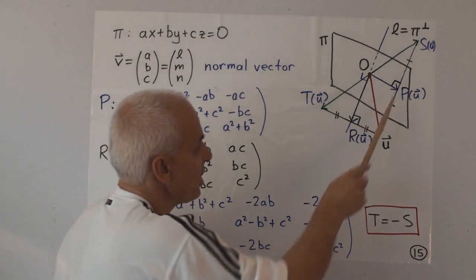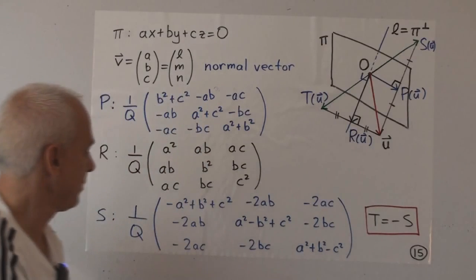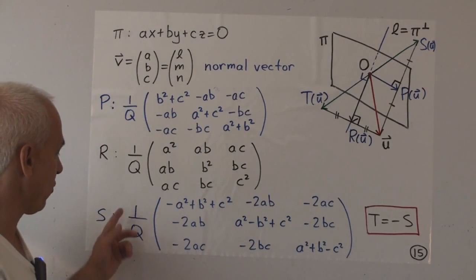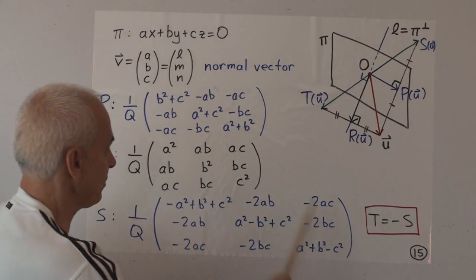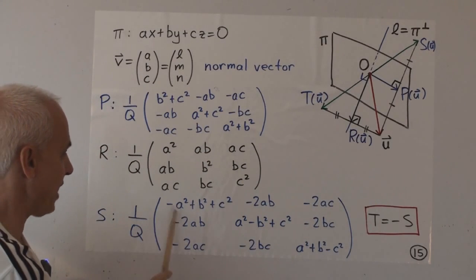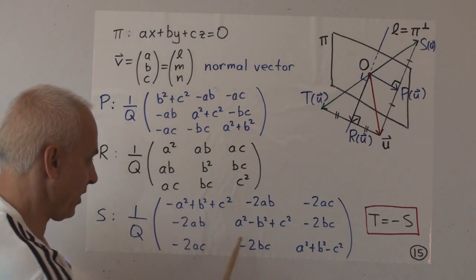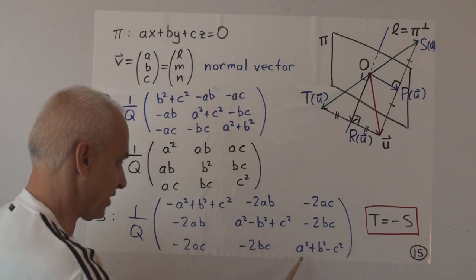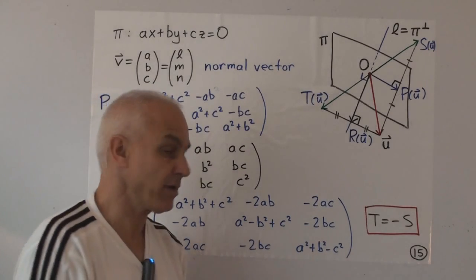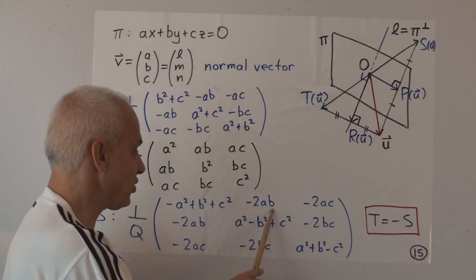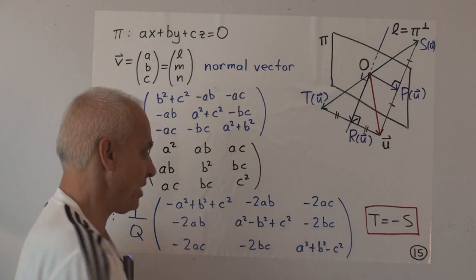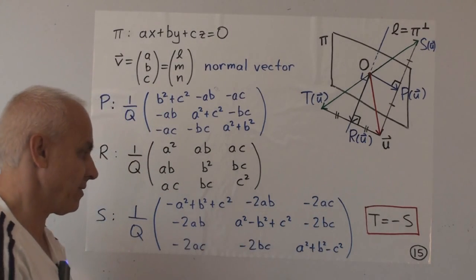And the reflection in the plane, there's the matrix for it, 1 over Q times this thing. Looks a lot like this, except there's a minus A squared plus B squared plus C squared, A squared minus B squared plus C squared, A squared plus B squared minus C squared. And now minus 2AB, minus 2AC, minus 2BC, and symmetric on the other side.